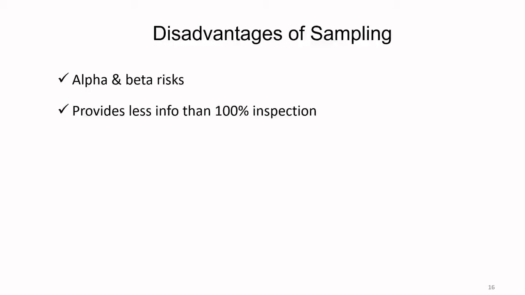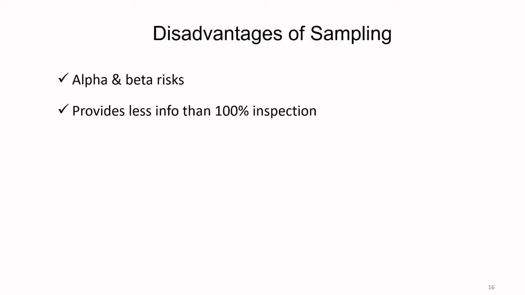And of course, if you're doing sampling, there are some advantages, but we also have some disadvantages. Now, what are the disadvantages? The first that we talked about was alpha and beta risk, the supplier risk and the consumer risk. Second, because you are only taking out, let's say, 20 pieces out of 500 pieces, there are 480 pieces which you have not checked. So checking 20 pieces in no way represents checking all the 500 pieces. So sampling provides less information than 100% inspection.